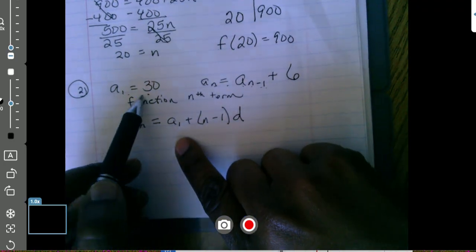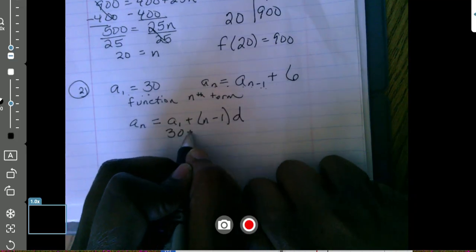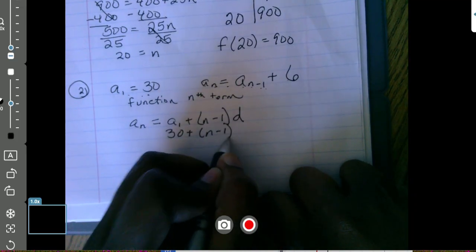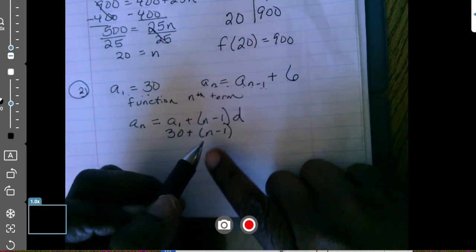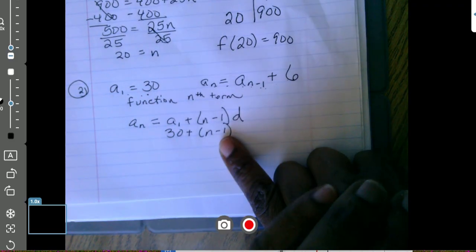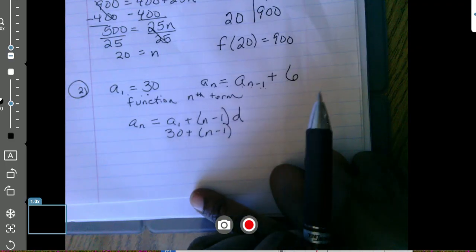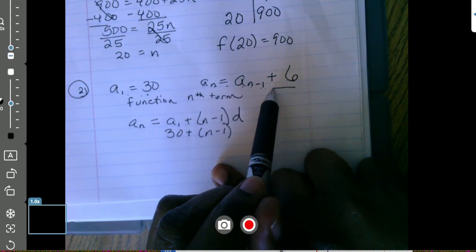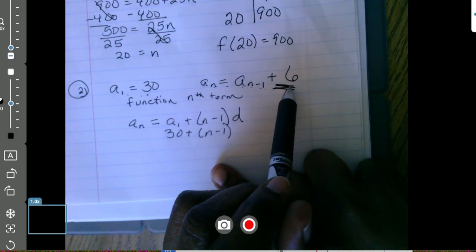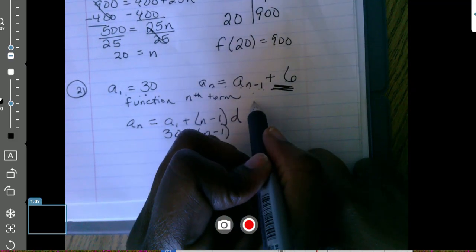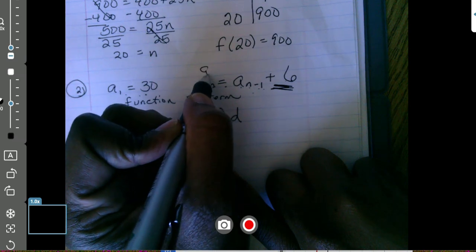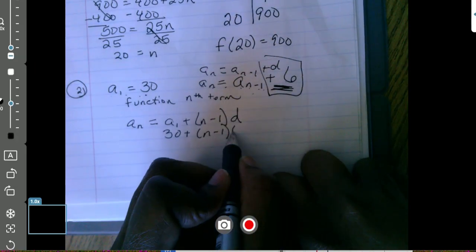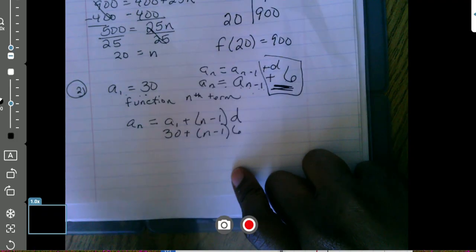So our A sub 1 is 30 plus our n minus 1 stays as n minus 1. And D, the common difference. Big D in the house. Alright, I think the common difference is this 6, adding 6 every time. Because the recursive says A sub n equals A sub n minus 1 plus D. Yeah, so this is D. D is a 6. Alright, now you know we got to clean it up.